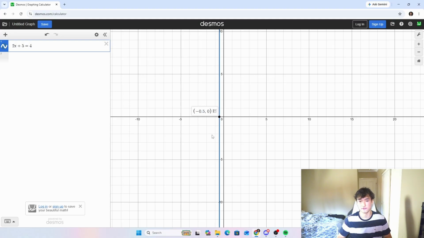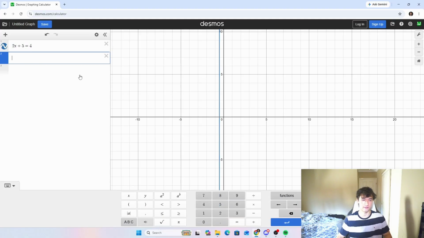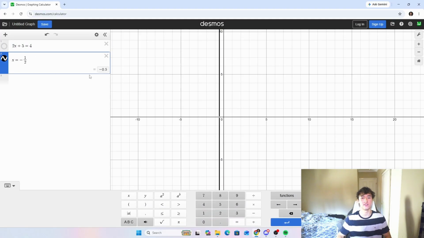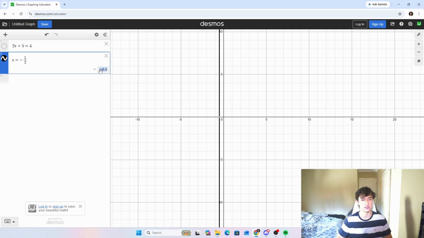And this is just going to have a vertical line. Vertical lines are not functions. You should know that. But this is our solution because x is equal to -1/2. And if I was to actually write that, x is equal to -1/2, that's what it looks like. It's that vertical line. It's not just a point. So as you can see right here.